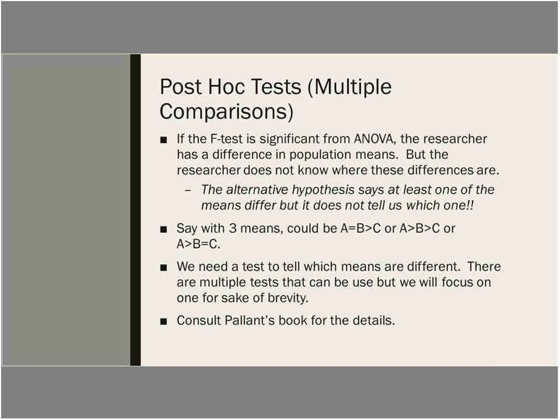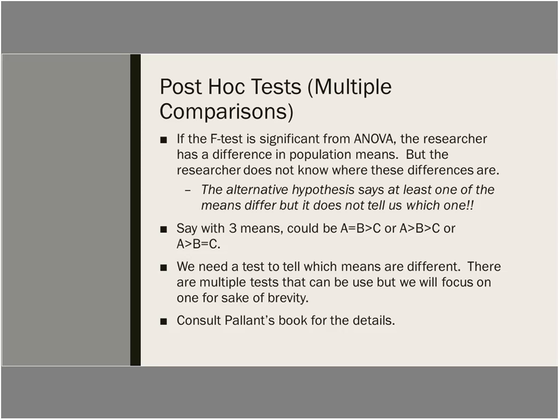So that's where you have to use post hoc tests, which some authors might refer to as multiple comparisons, same thing. If the F-test is significant from ANOVA, the researcher has a difference in the population means, but you don't know where these differences are. It's just that, yes, you rejected the null. Remember, the alternative hypothesis says at least one of the means differ, but it doesn't tell us which one.